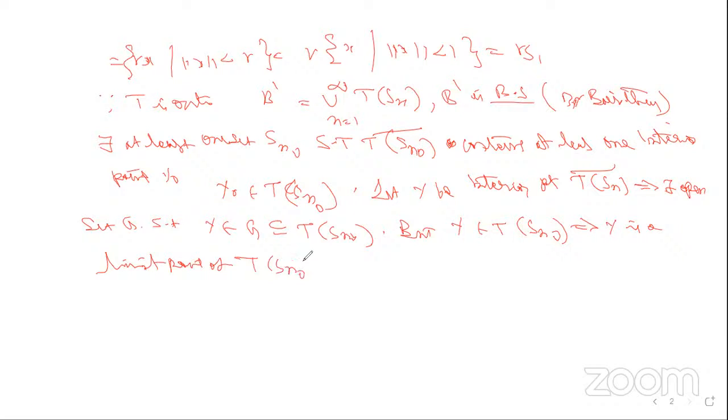The limit point idea is from first year real analysis. A point other than itself is called a limit point, also called a cluster point or an accumulation point. So for T of S_n0, that implies every neighborhood of G must contain the point y0 of T of S_n0.